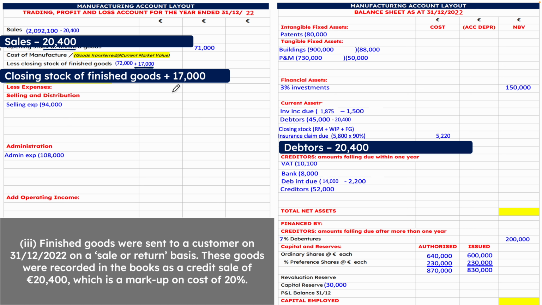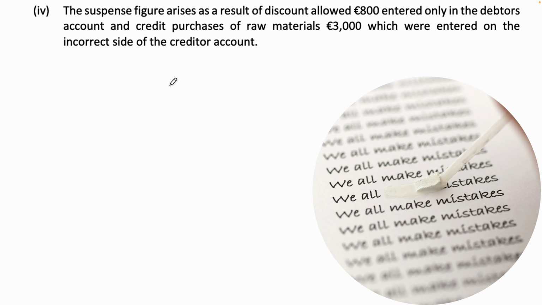You never know in the future, they might tell us, look, we sold them. Then we can record it as a credit sale, but not right now. So that is adjustment number 3.